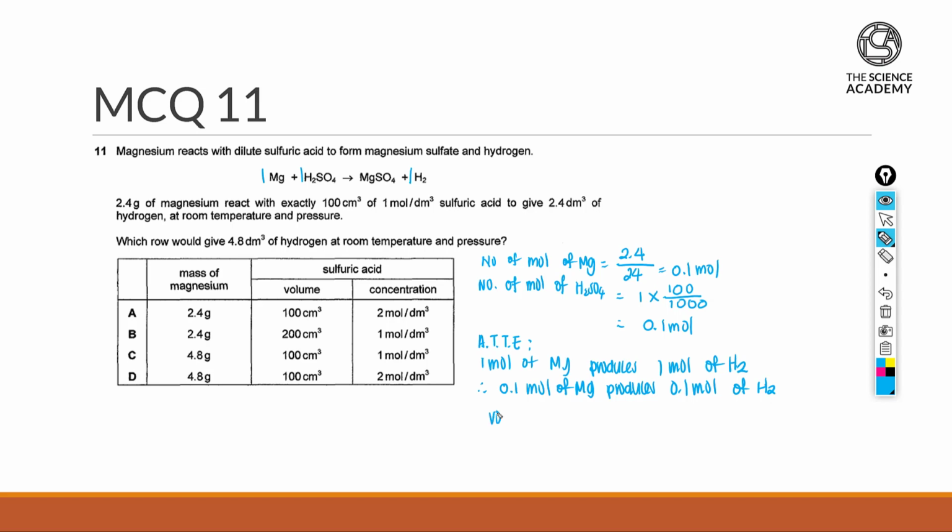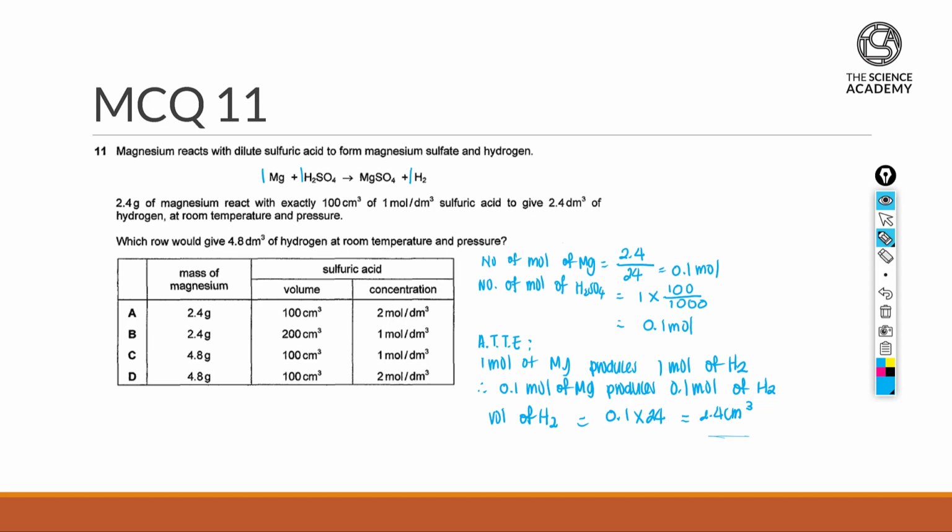Hence, the volume of H2 that was produced should be 0.1 times 24, which is equal to 2.4 dm³. In this case, if we want to produce 4.8 dm³ of H2, we will need 0.2 mole of the limiting reactant. At first, when we are using 2.4 grams of magnesium and 0.1 mole of sulfuric acid, none of them were in excess or limiting. However, if you want double of what was found, you will need double of the limiting reagent, because we always trust the limiting reagent.